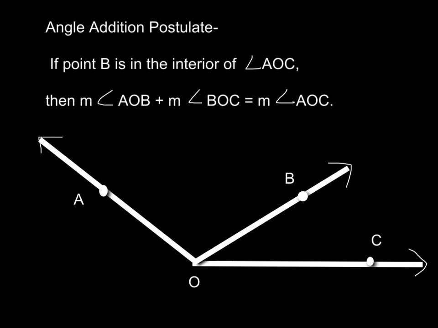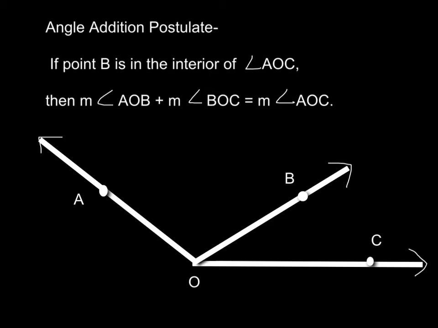Next is one of the most important concepts in this class, the angle addition postulate. And I am going to claim that if you do not understand the angle addition postulate, you will not get an A in this class. That's how important it is, and that's how often it comes up. The angle addition postulate states that if point B is on the interior of angle AOC, then the measure of angle AOB plus the measure of angle BOC equals the measure of angle AOC. In other words, if you have 2 adjacent angles, the 2 small angles have to add up to the big angle.